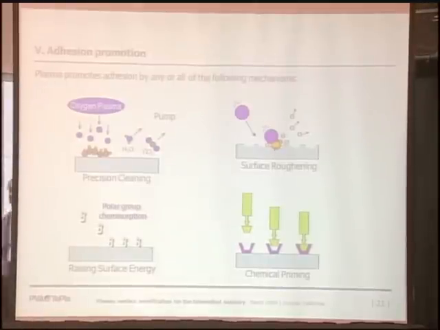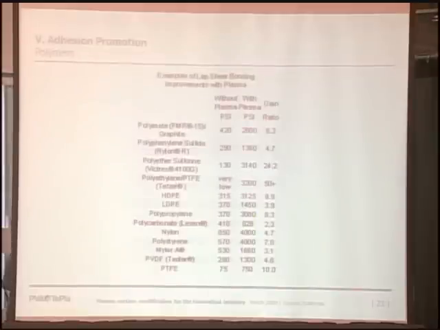And finally, chemical priming. This we talked about already. So these are the 4 ways that we can promote the adhesion of either an ink or an adhesive or some sort of a bio-coating to your surface.